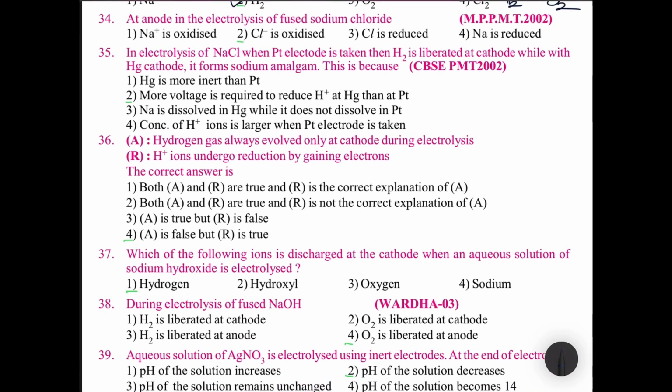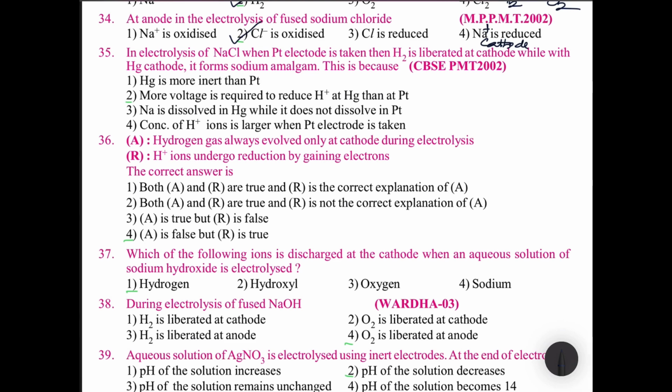At anode, in the electrolysis of fused sodium chloride, Cl minus is oxidized. Na plus is reduced, this is at cathode. Na plus is reduced at cathode. And Cl minus anions will go to anode, simple logic.